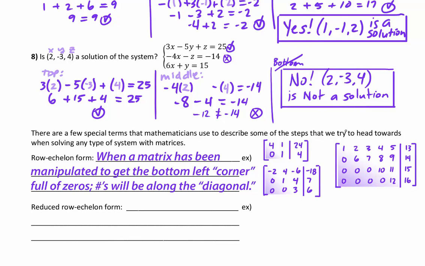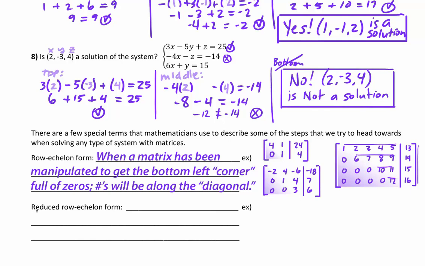One silly thing about that matrix, I suppose, is that it just goes in order: 1, 2, 3, 4, 5, 6, 7, 8, 9, 10, 11, and 12. Then your answers go 13, 14, 15, and 16. So just something kind of weird.